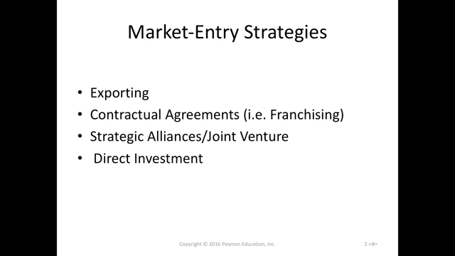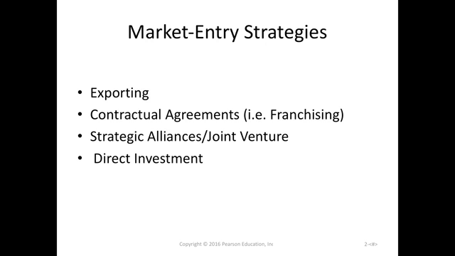The second one, contractual agreement or franchising. You guys are probably familiar with the term franchising, right? This is when you sell the right to use your brand name, to sell your product, to a third party. So they will give you some kind of franchise fees, and they get to use and sell your products. There's some restriction though. You provide them some guidelines or standards or rules that they have to follow.